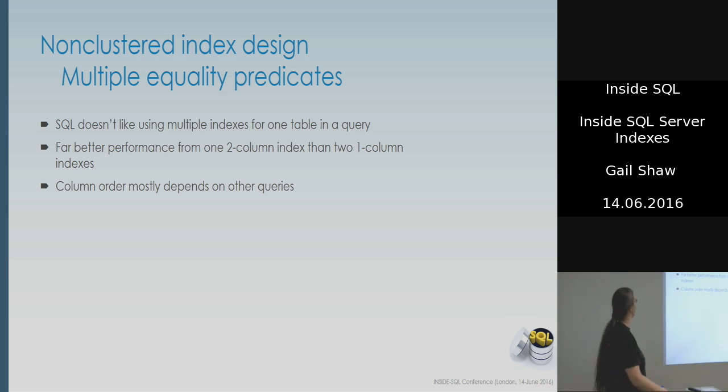Unfortunately, I believe it's in the TechNet documentation, so of course it must be right. Yes, Hugo's snorting in the front row. There are errors in the MSDN documentation. Some of them have been around for years. All right, so it's multiple equality predicates. Guys happy with that? Okay.